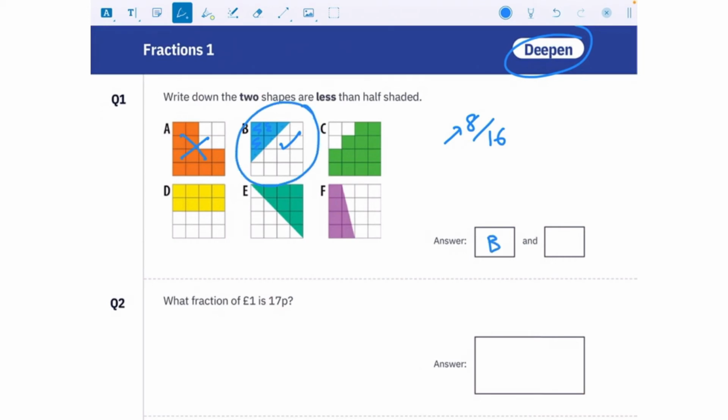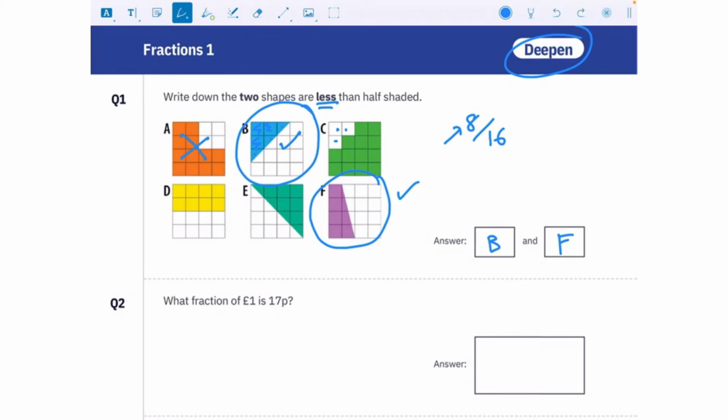C's got way more than half shaded. We've only got 3 unshaded there. D has got exactly half shaded, which isn't the same as less than half shaded. E's got half shaded, and F is another one where we've got less than half shaded. Half would be up to here, wouldn't it? So we would need that bit as well. So that's less than half.